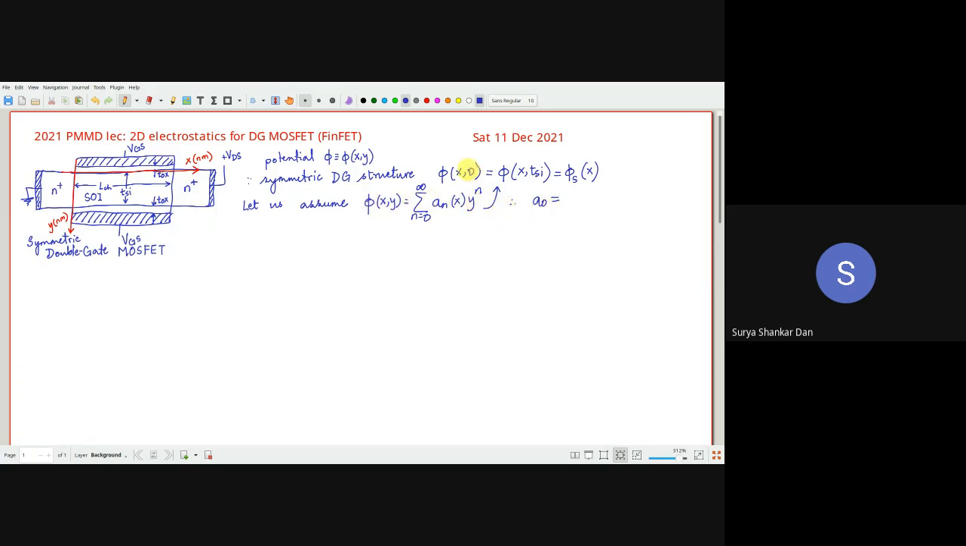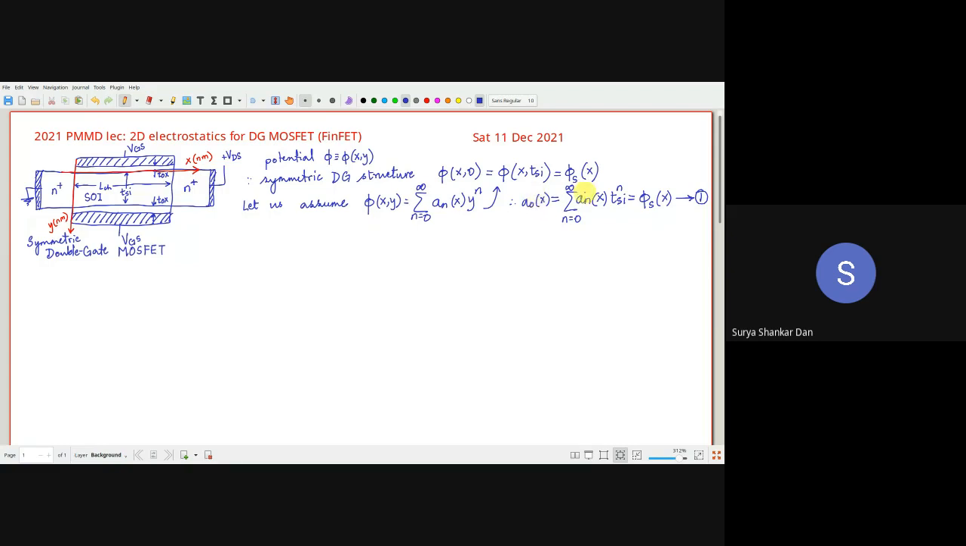But if we put y equal to 0, all the y terms will vanish. On the other side, we will have the summation n equal to 0 to infinity of a_n(x), and instead of y we will have TSI to the power of n. Here also let us put a0(x). Now this whole thing is equal to the surface potential phi s, which is a function of x again. Let us put this as equation number 1.